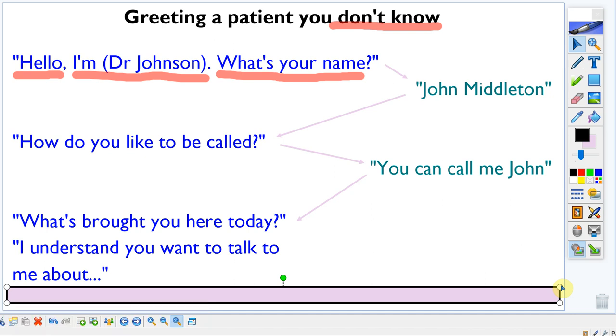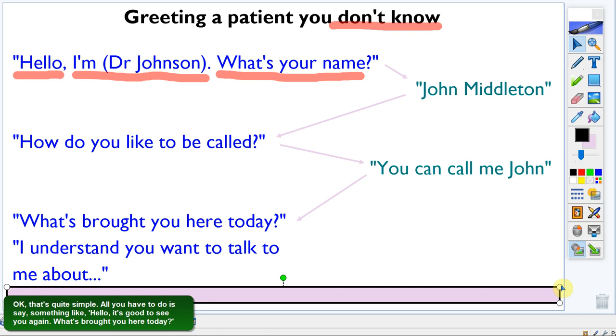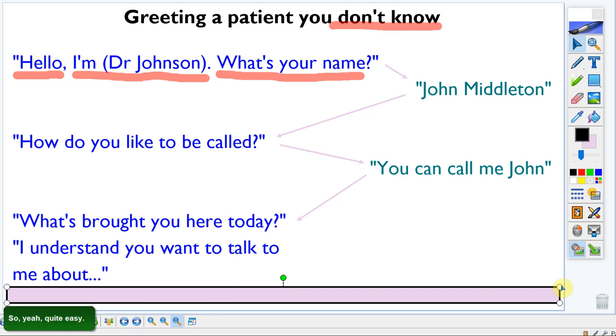And what if you already know the patient? Okay, that's quite simple. All you have to do is say something like, hello, it's good to see you again. What's brought you here today? Or, it's good to see you again. I understand you want to talk to me today about blah blah blah. So yeah, quite easy.